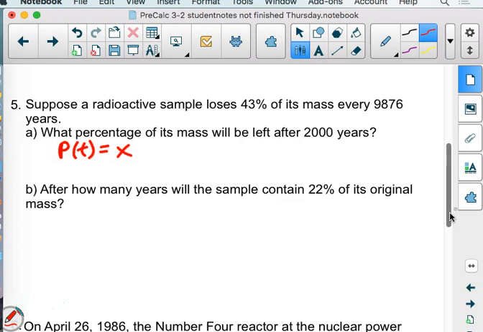1 minus 0.43 is 0.57. Every 9,876 years. Oh my goodness. So if we want to stick with what we've been doing, what would we do? T over 9876, where T is years. Wowie gazowie. Now, they wanted to know what percentage of its mass will be left after 2,000 years. Well, where would the 2,000 go? That would go in for T.